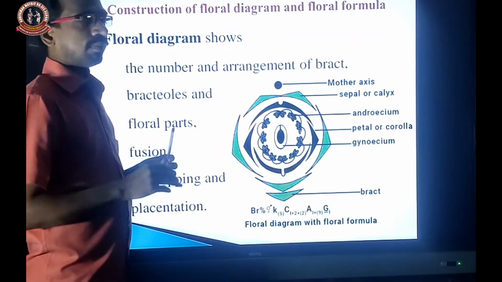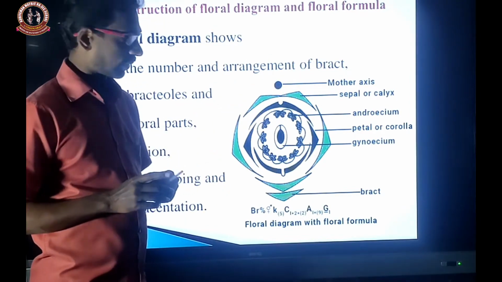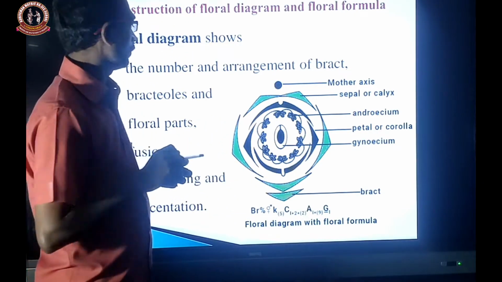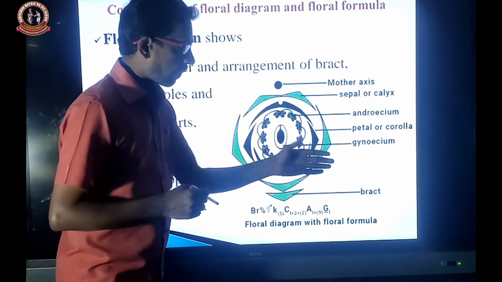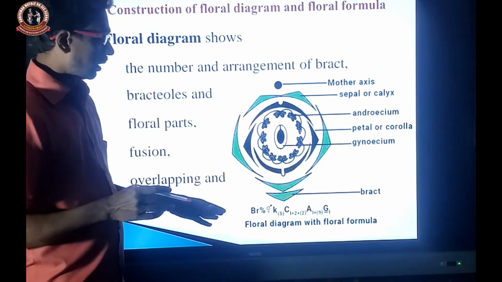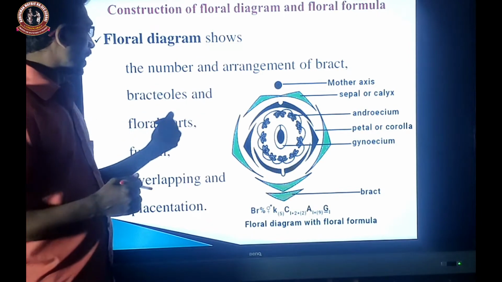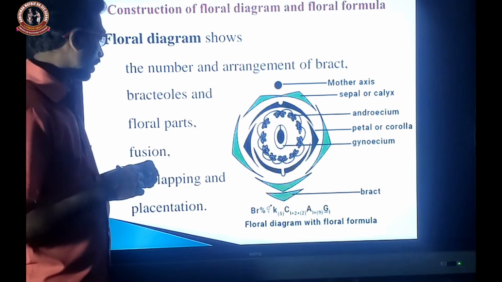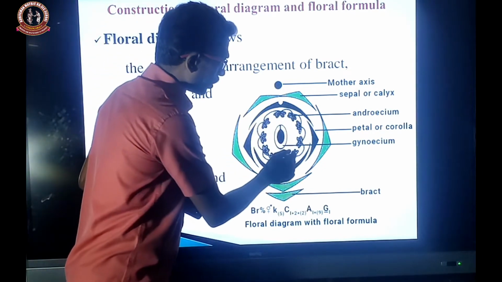The floral diagram shows the number and arrangement of the bracts. For example, this is a bract; only a single bract is present. And the number and arrangement of bracteoles. Here the bracteole is not present. And then the number and arrangement of floral parts: the calyx, the corolla, androecium and gynoecium. And fusion. Here the androecium is fused.